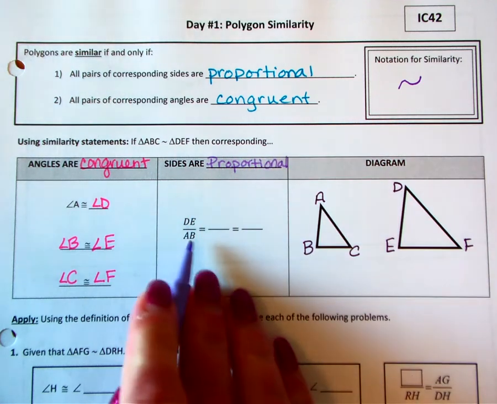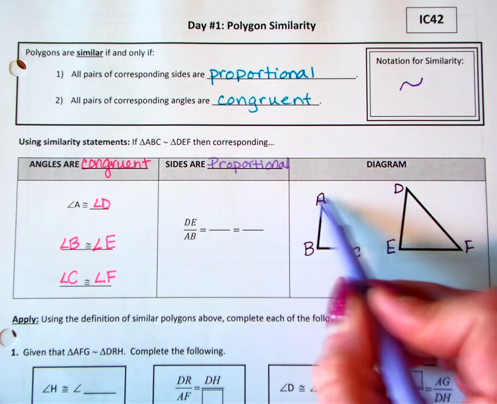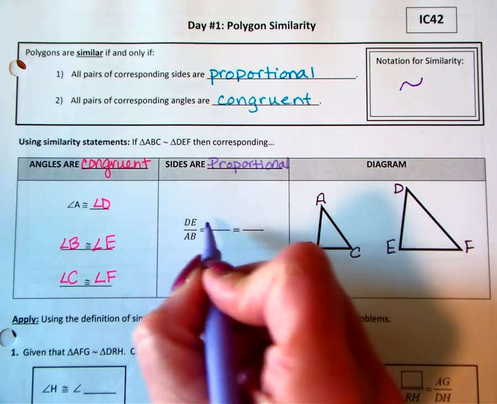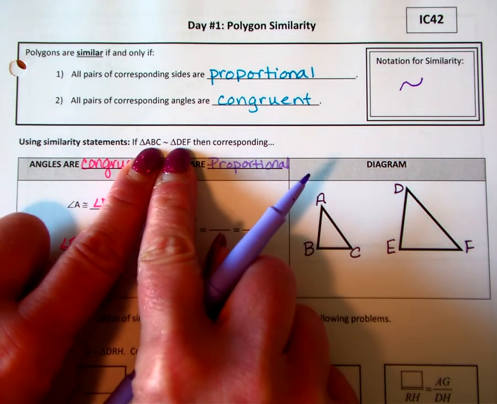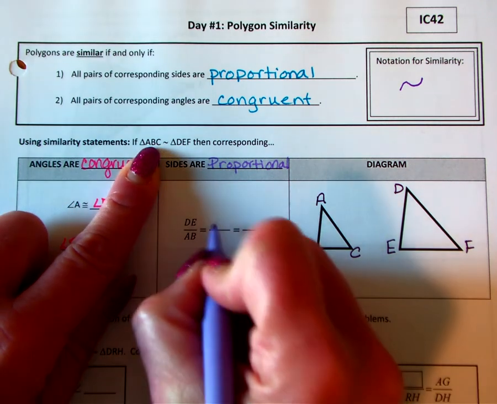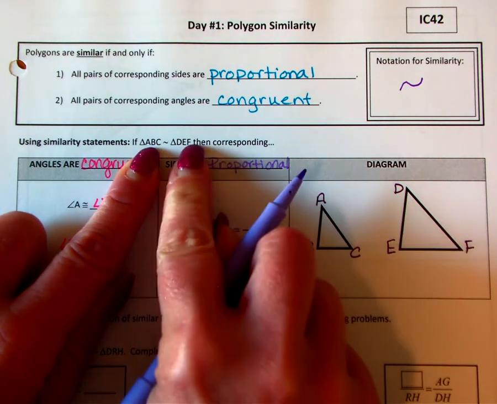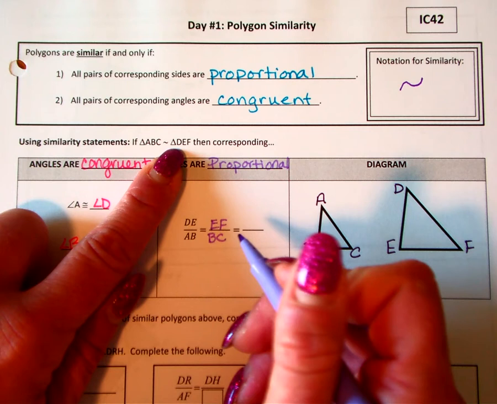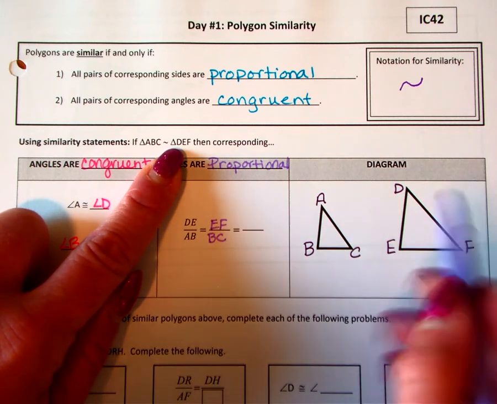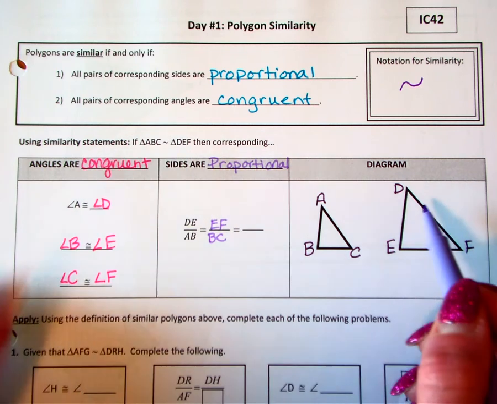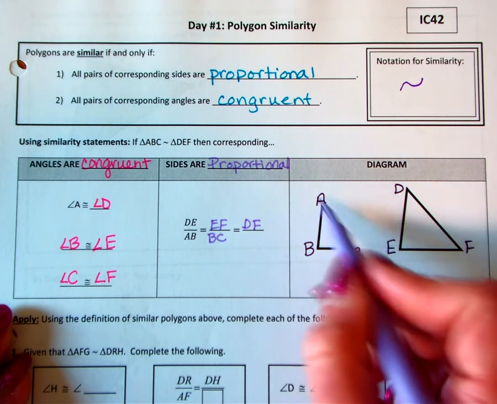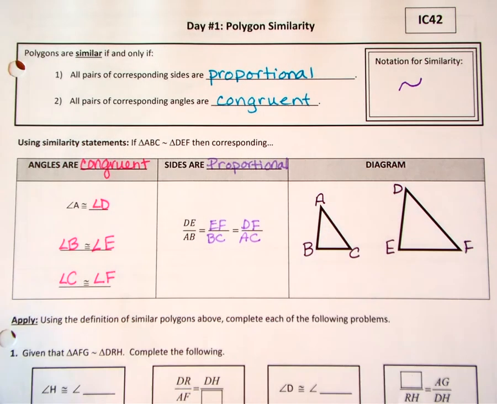Okay, proportions we write as fractions. So side DE is proportional to AB. Okay, side DF. Okay, note where they are, DE and AB. So EF would be proportional to BC. Okay, so the order you write the similar triangles matters, right? And the last one would be DF is proportional to AC. Okay, all of those would be proportional.